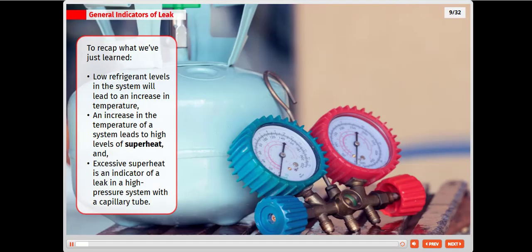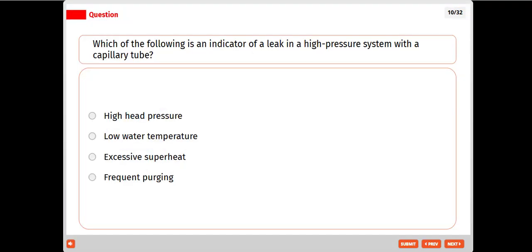To recap what we've just learned, low refrigerant levels in the system will lead to an increase in temperature. An increase in the temperature of a system leads to high levels of superheat, and excessive superheat is an indicator of a leak in a high-pressure system with a capillary tube. Which of the following is an indicator of leak in high-pressure system with a capillary tube? High head pressure, low water temperature, excessive superheat.